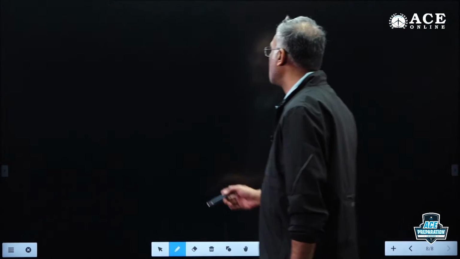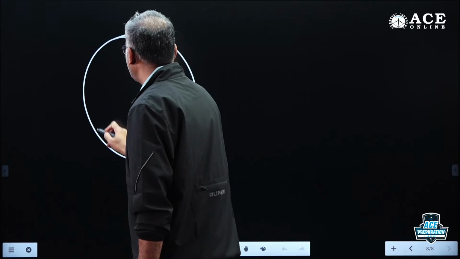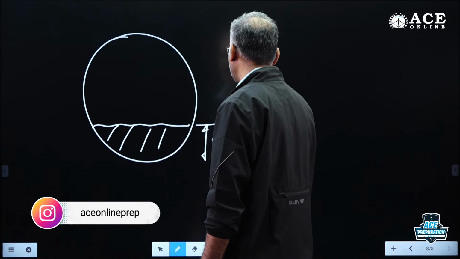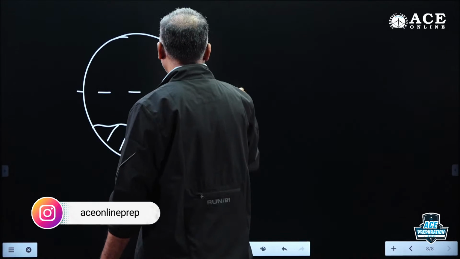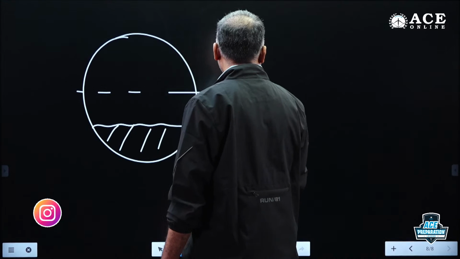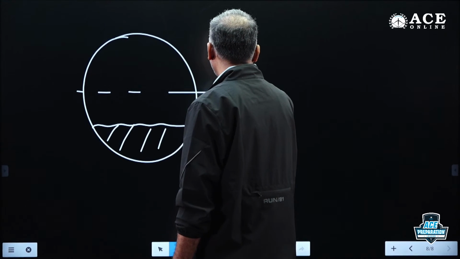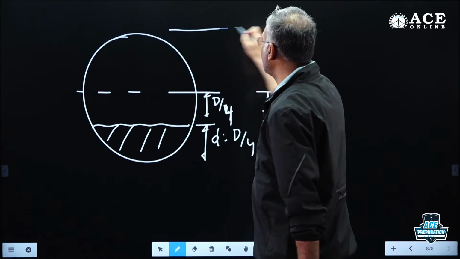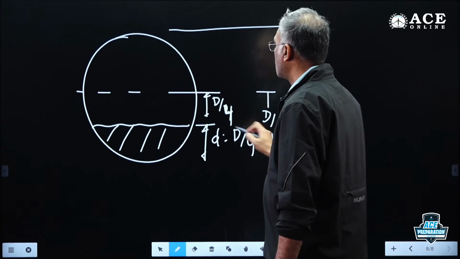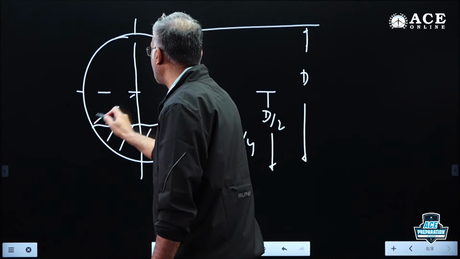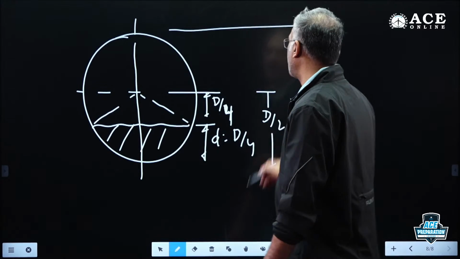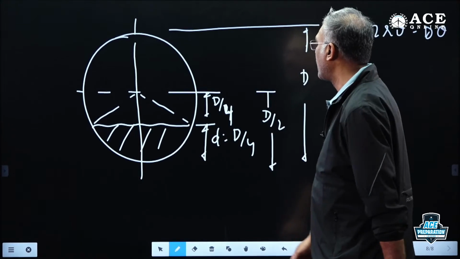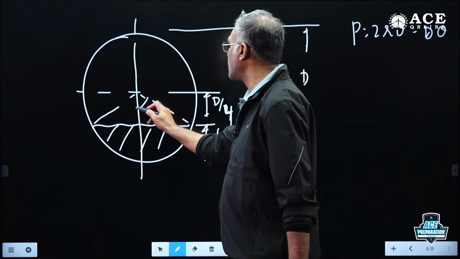When the depth of flow is equal to d by 4, the remaining part is d by 2 plus d by 4, which together make the diameter of the sewer. So in this case, how do we find the wetted perimeter? The wetted perimeter P is equal to 2r theta, which is equal to d into theta. The theta value you have to find out.